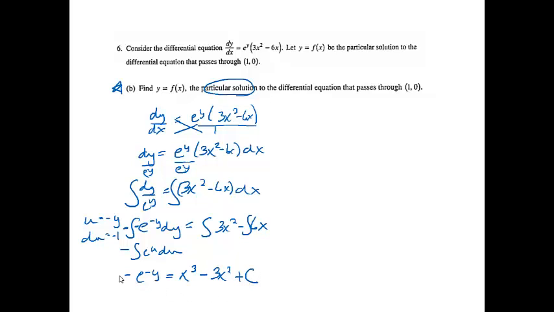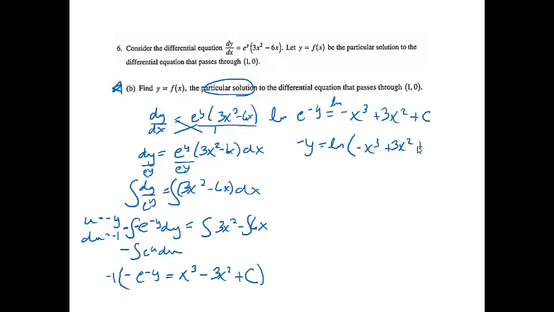The next thing that we want to do is multiply everything by a negative 1 to clear that negative on the left side. So we got e to the negative y is equal to negative x cubed plus 3x squared plus c. Now we're going to go ahead and take the natural log of both sides. So we're going to have negative y is equal to the natural log of negative x cubed plus 3x squared plus c. And then from here, I'm going to, again, multiply by a negative 1 to get the y by itself. So we get y equals negative natural log of negative x cubed plus 3x squared plus c.